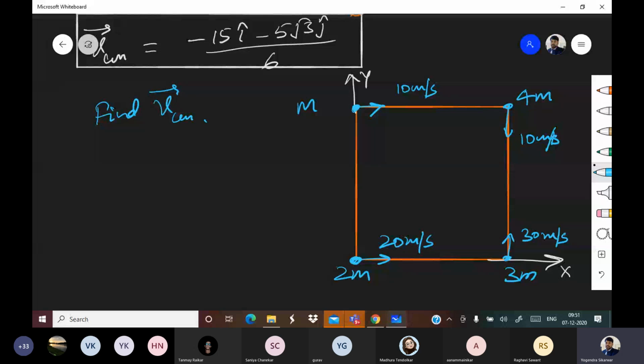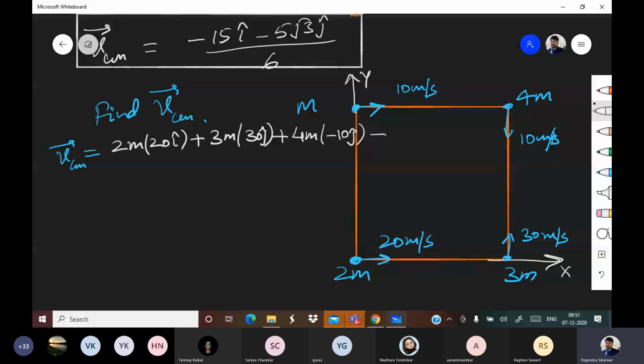Okay, everyone, please pay attention. So VCM will be M1, that is 2M into 20 I cap, plus M2, let us take as 3M into 30J, plus M3, 4M into minus 10J, plus M into 10I, upon total, which will be 10M.